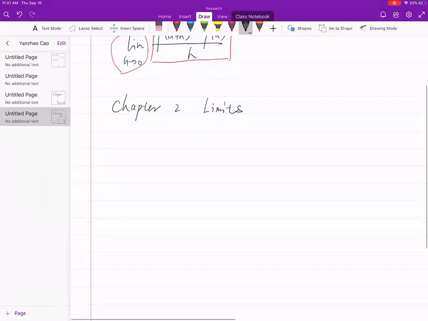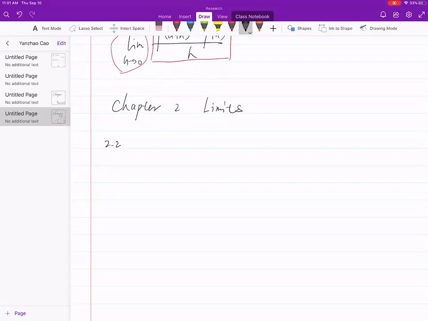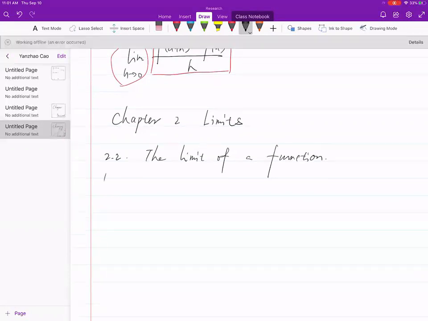Okay. Today, we just want to give you a really brief walkthrough of the simple concepts related to limit. So let's talk about the limit of a function. Definition. What do you mean by limit?